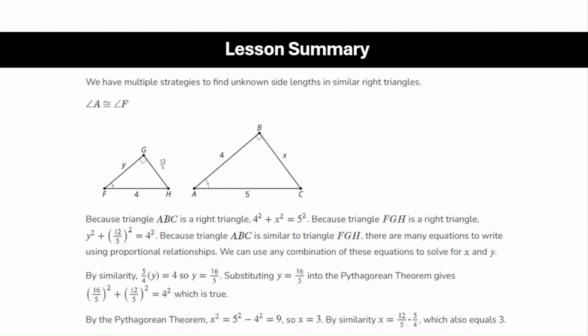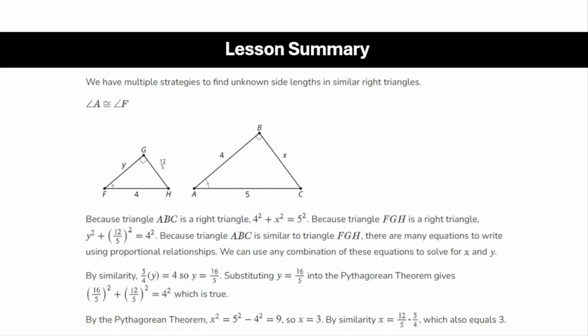Because triangle ABC is similar to triangle FGH, there are many equations to write using proportional relationships. We can use any combination of these equations to solve for x and y. By similarity, 5 over 4 times y equals 4. What they did here was take the 5, the hypotenuse on the large triangle, over the 4, which is the longer of the two short legs, and set that equal to the corresponding similar sides in the small triangle, 4 over y.